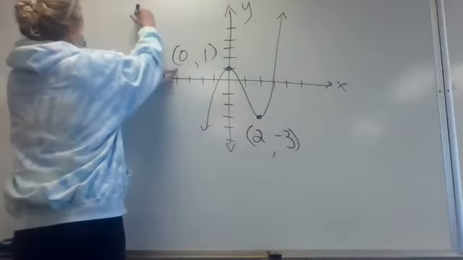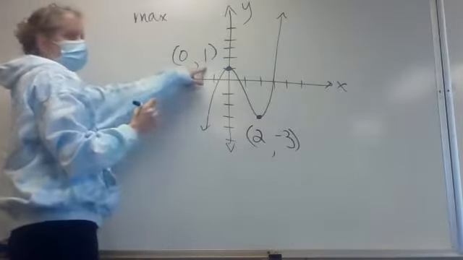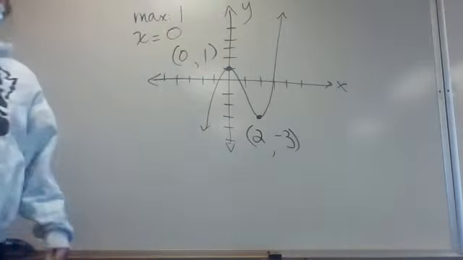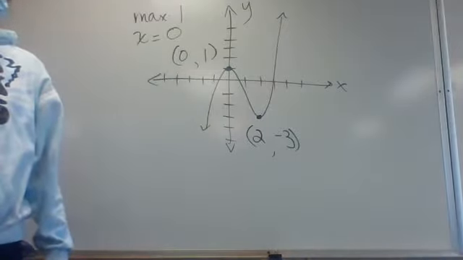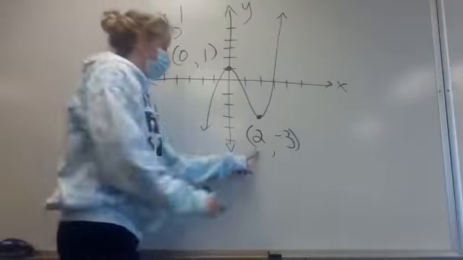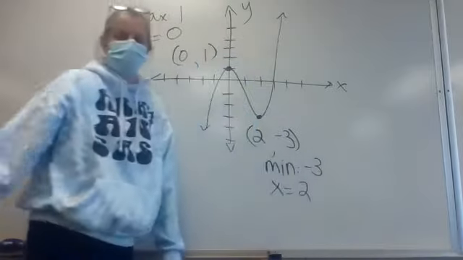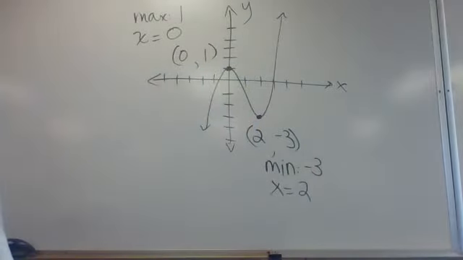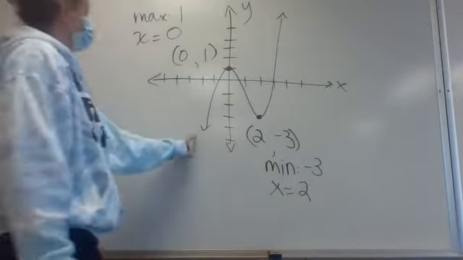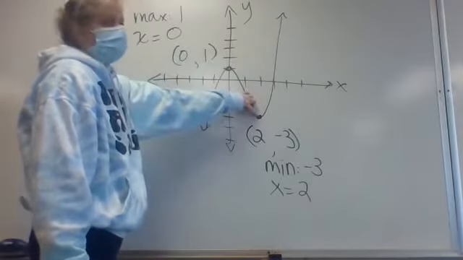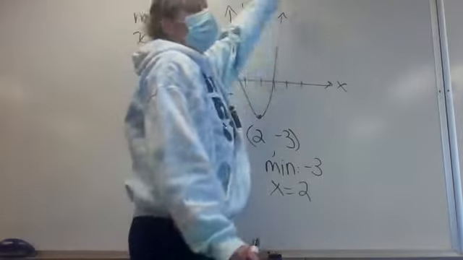So let's see, the maximum is, what's the maximum value? 1, and it occurs at x equals 0. What's the minimum value? -3, and it occurs at x equals 2. We don't do increase or decrease, right? Not on that one. I mean, you can. It increases from -infinity to 0. It decreases from 0 to 2, and then it increases from 2 to infinity.